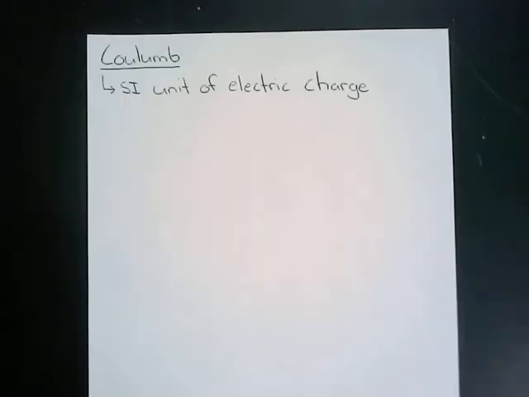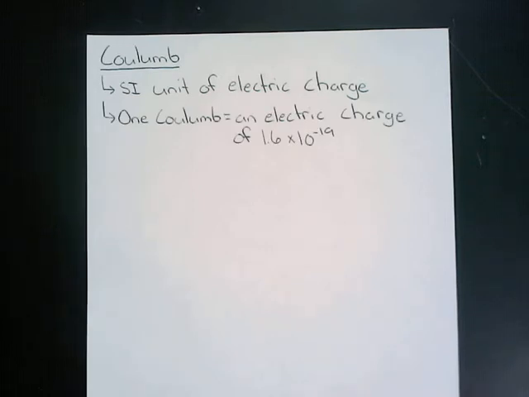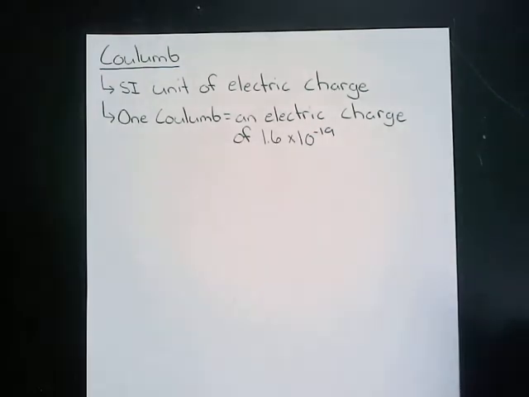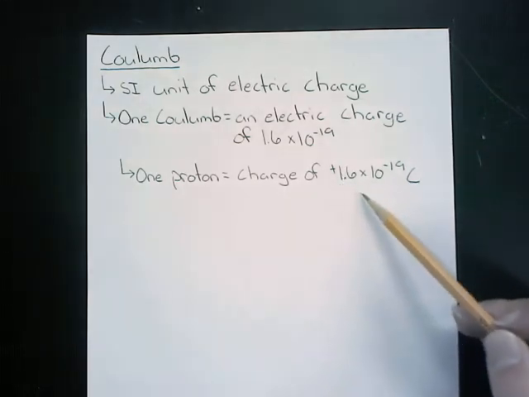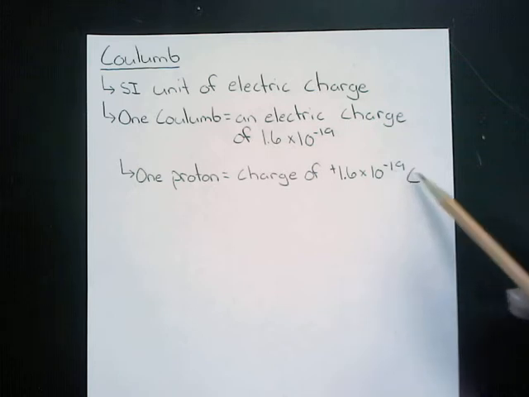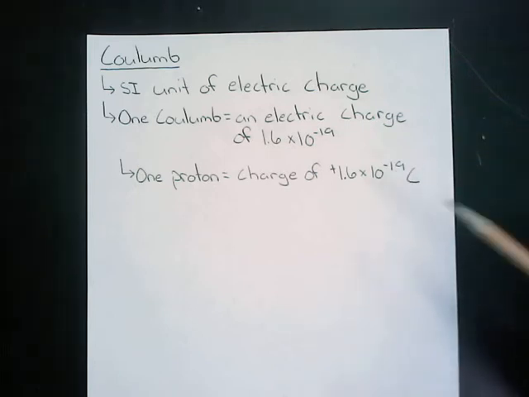And a Coulomb has an electric charge of 1.6 times 10 to the negative 19th as its value. Now, depending on whether we're talking about a proton or an electron will determine what the sign is of our Coulomb. So for a proton, one proton is going to have a positive value of 1.6 times 10 to the negative 19th Coulombs. So again, one proton, the positive stuff, has a positive value of 1.6 times 10 to the negative 19th coulombs. Again, that C stands for Coulomb.